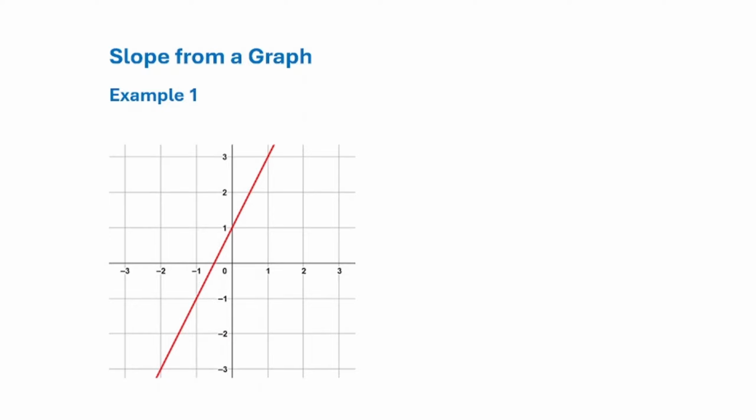Let's find the slope from this graph. First, notice that the line goes up from left to right, so we expect a positive slope. To calculate it, we choose 2 points on the line. You can choose any 2 points, but it is better to pick points that are easy to read. So choose points that lie exactly on the grid. For example, we can take this point and this one.